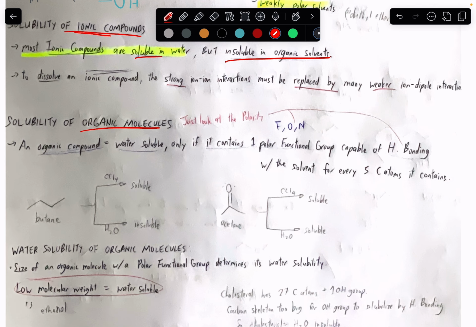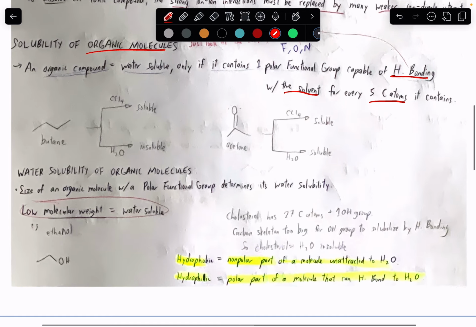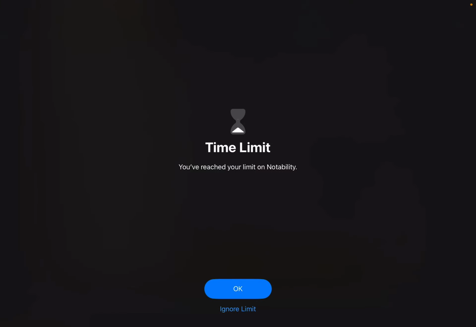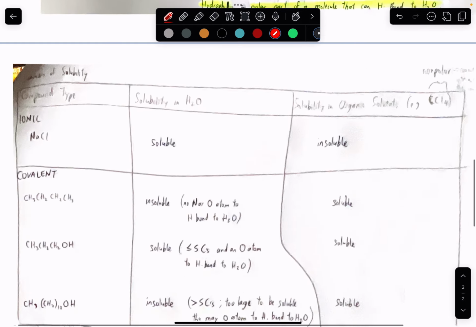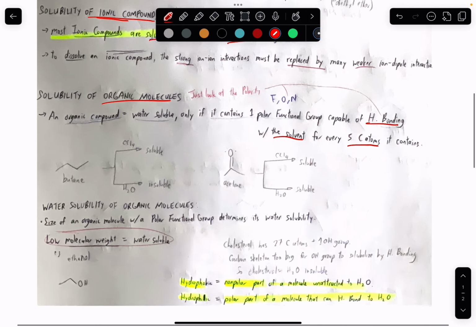Okay? For the solubility naman of organic molecules, essentially, you just have to look at the polarity. You want to see if yung organic compound natin, it is capable of hydrogen bonding. More specifically, kung kaya niya mag-hydrogen bond with the solvent for every 5 carbon atoms. This might be overwhelming at first to think about yung specific condition nito. But later on, it could help narrow down kapag na-discuss na natin to. Okay?